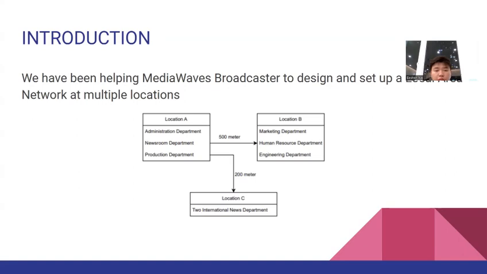As engineers, we have been helping Media Wave Broadcaster to design and set up a local area network at multiple locations. Location A has the administration department, newsroom department, and production department. Location B, 500 meters away from location A, has the marketing department, human resource department, and engineering department. Beside that, 200 meters away from location A, is location C, which has two international news departments.